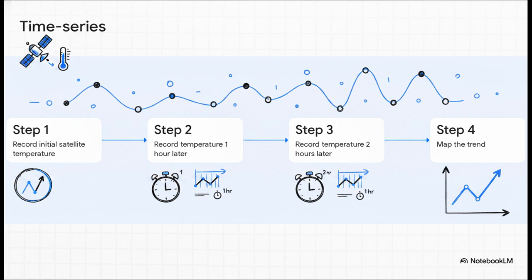So, step 1, we record an initial continuous data point, let's say our satellite's temperature. Then, step 2, we wait a specific interval, maybe 1 hour, and record it again. Step 3, we record it again another hour later. By step 4, we aren't just looking at a pile of random numbers. We're mapping a trend. We've taken individual continuous measurements and strung them together across time to create time series data. This allows us to see exactly how the satellite heats up and cools down as it moves along its orbit.